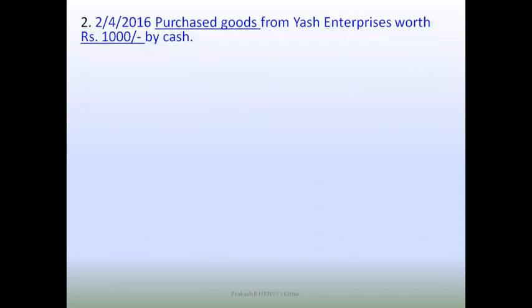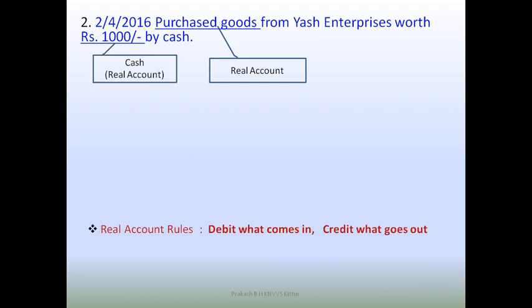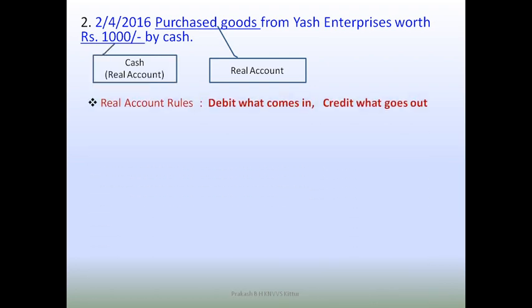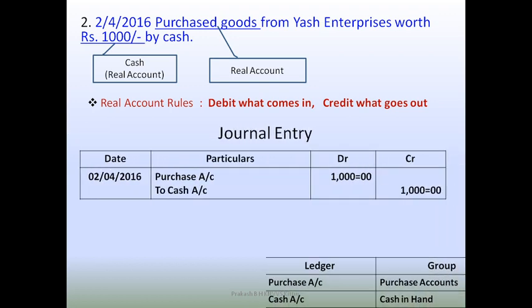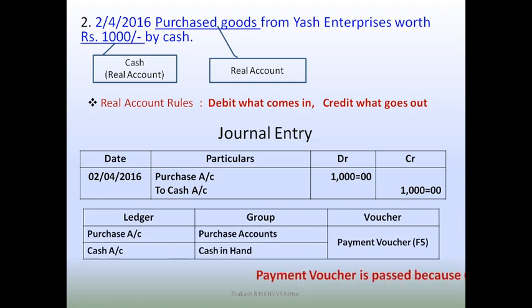Here we begin with the second transaction, that is 2/4/2016, purchased goods from Ash Enterprises worth Rs 1000 by cash. So the company purchased the goods from Ash Enterprises by paying cash. The purchased goods is a real account because goods are tangible, and cash is also a real account.